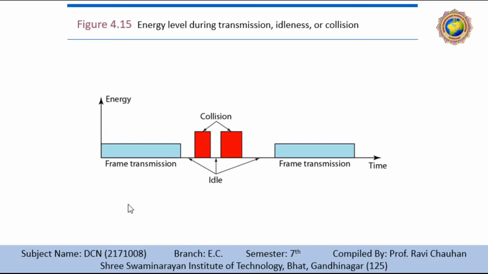A station that has a frame to send or is sending a frame needs to monitor the energy levels to determine if the channel is idle, busy, or in collision mode. Our figure clearly explains these three situations: transmission, idleness, and collision.